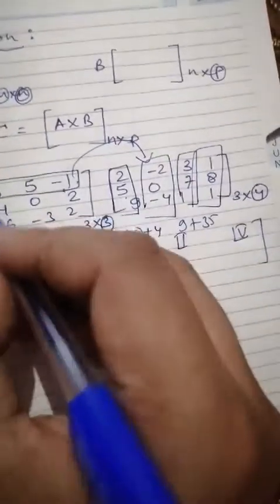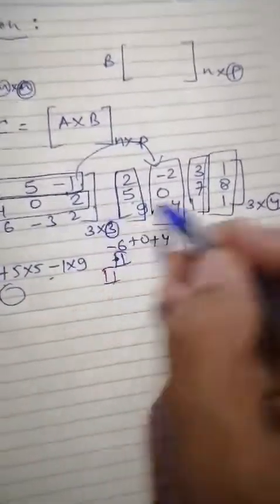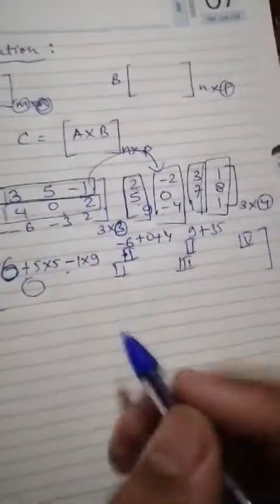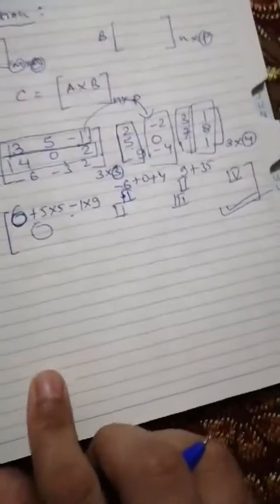For this element, we will multiply the second row by the first column. Then for this element, we will multiply the second row by the second column. For this element, we will multiply the second row by the third column. And similarly, we will multiply and it will follow.